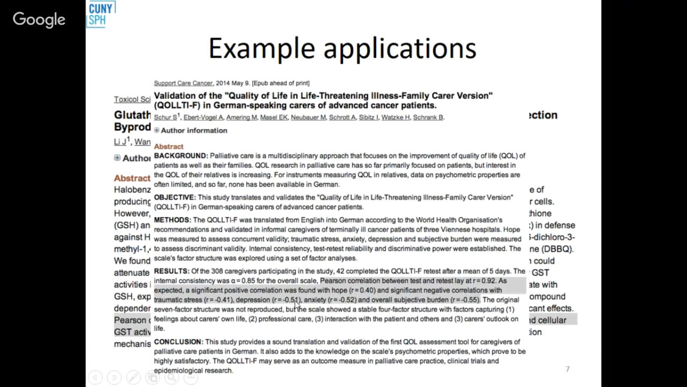Depression, R equals -0.51, anxiety, R equals -0.52, and overall subjective burden, whatever that is. But clearly, all of these negative correlations tell you that a high score means you have lower amounts of traumatic stress, depression, anxiety, and subjective burden. Or conversely, a low score means you have more traumatic stress, depression, anxiety, and subjective burden. So you can kind of start to get an idea already of why this is such a popular measure.